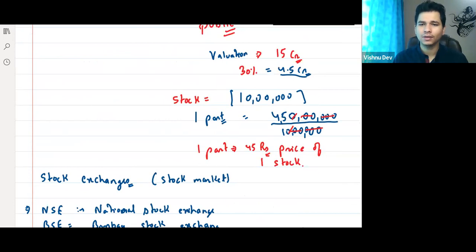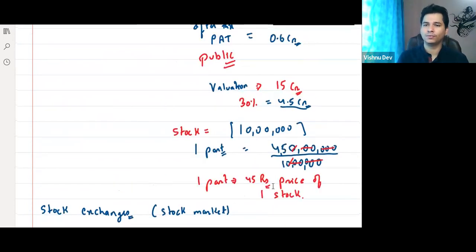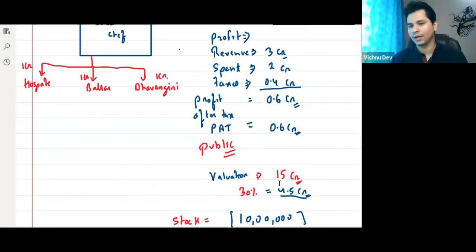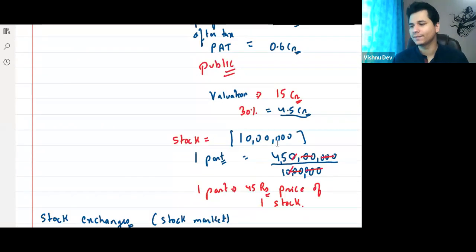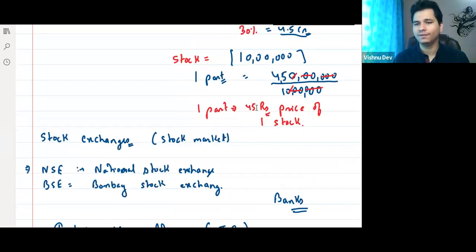I will allot some units. Suppose my valuation is 15 crore. I want to sell 30%, which is 4.5 crore. So I will assign a certain number of units. For example, here I assigned 10 lakh units, which amounts to 4.5 crore, which means one unit will be 45 rupees. Then this one unit is called one stock.